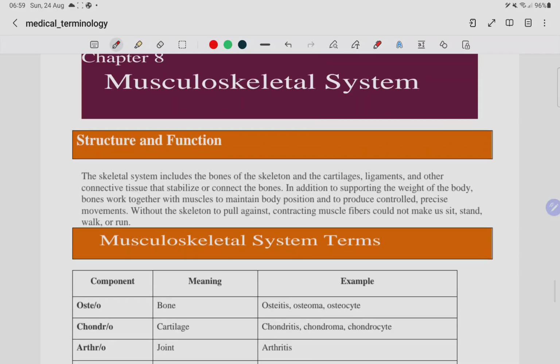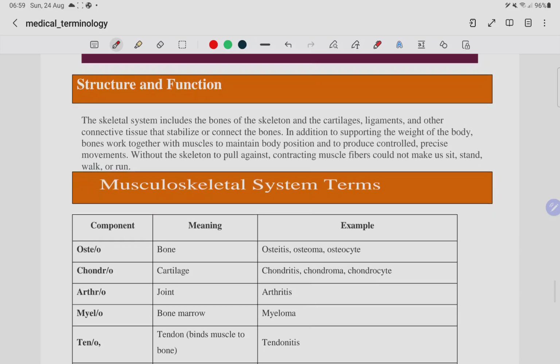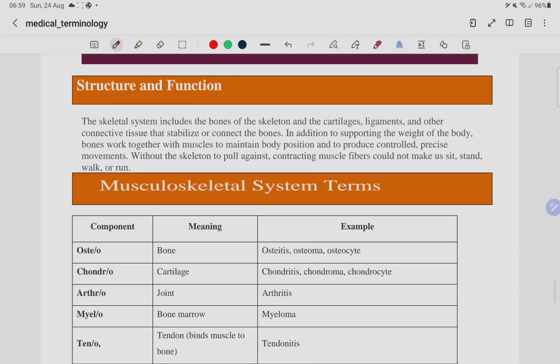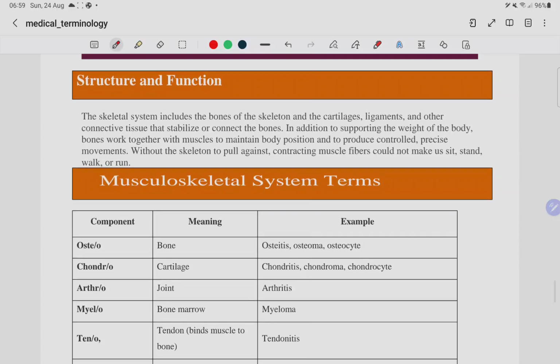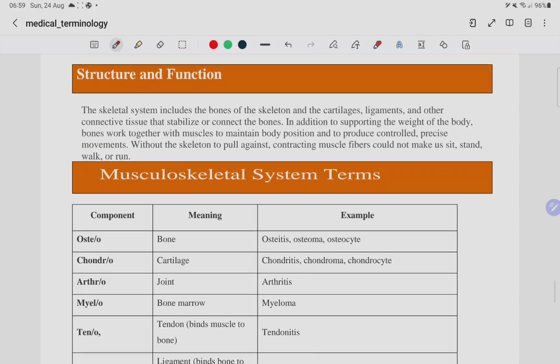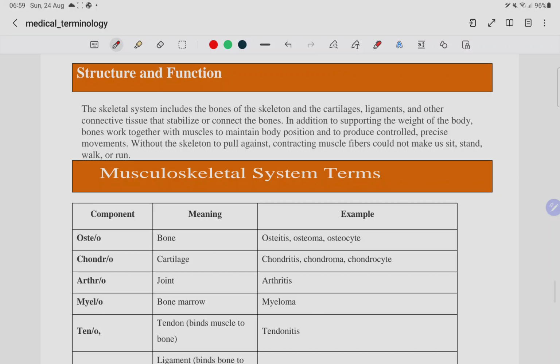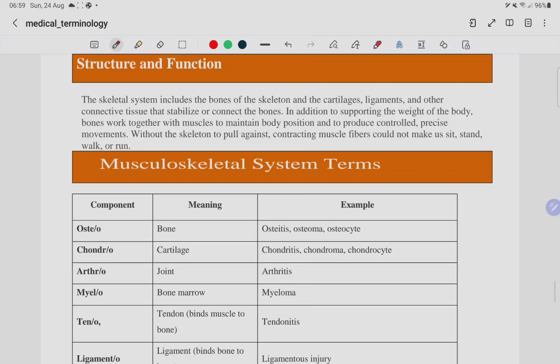Okay, let's talk about the musculoskeletal system. The musculoskeletal system is composed of skeleton, cartilage, ligament, and the other connective tissue stabilizers. It connects bone to each other. In addition, supporting weight, the bones work together to maintain the body position and allow movement.